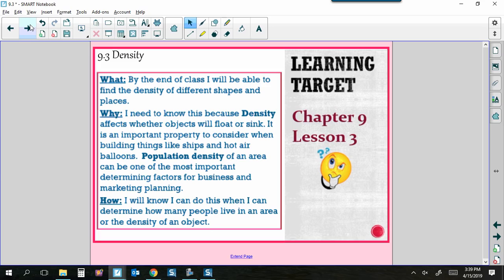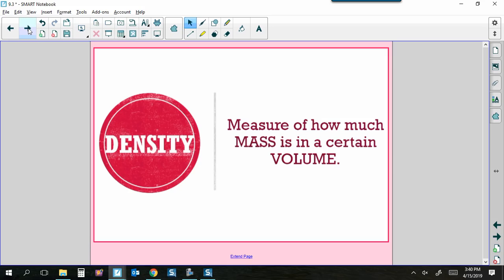Yes, absolutely. Well, how will you know you know it? You will know that you know this well when you can determine how many people live in an area or the density of an object. Very cool. All right, let's go ahead and get started with some vocabulary terms.